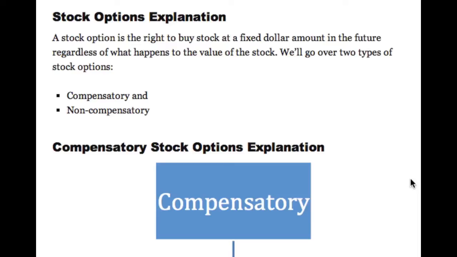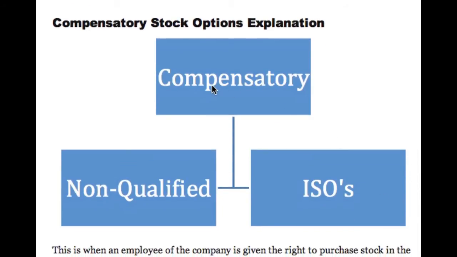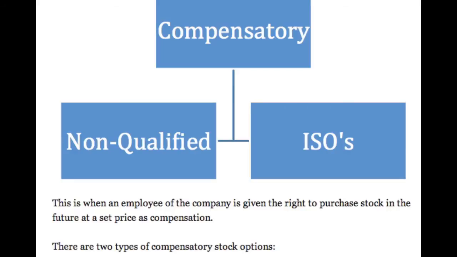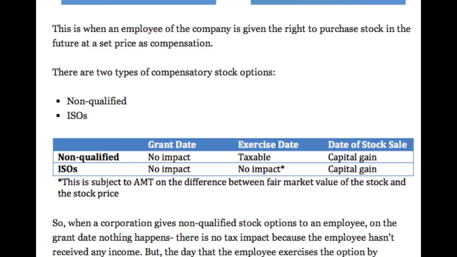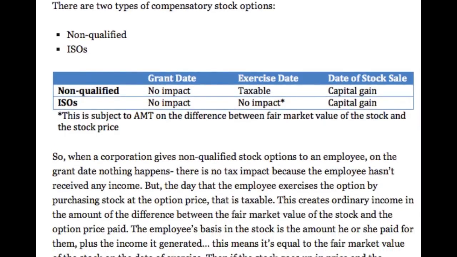Okay, so a stock option is the right to buy stock at a fixed dollar amount in the future, regardless of what happens to the value of the stock. And like I said, we're going to go over two types of stock options: compensatory and non-compensatory. For compensatory stock options, there are non-qualified and ISOs, or incentive stock options. This is where an employee is given the right to purchase stock in the future at a set price as compensation. I just mentioned there are non-qualified options and ISOs.